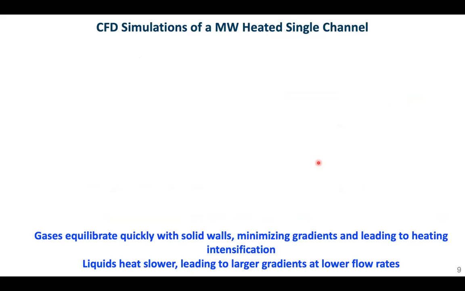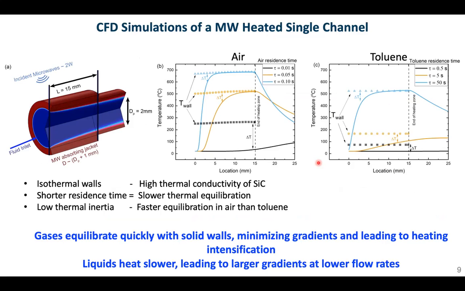So coming back to understanding the temperature gap, we also conducted CFD simulations of a single microwave heated channel where the fluid enters from one end in a solid region of 1 millimeter thickness, which absorbs 2 watts of microwaves, and then it flows through the system. We consider two different fluids, air and toluene.